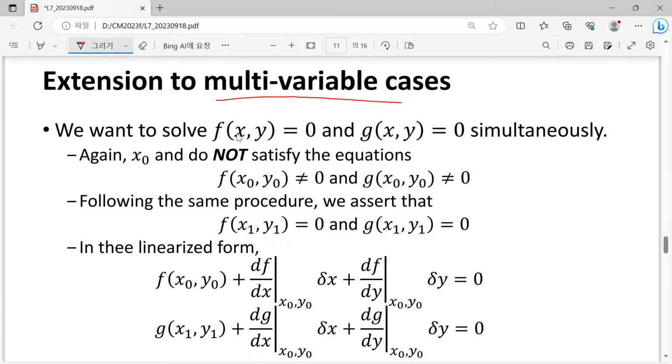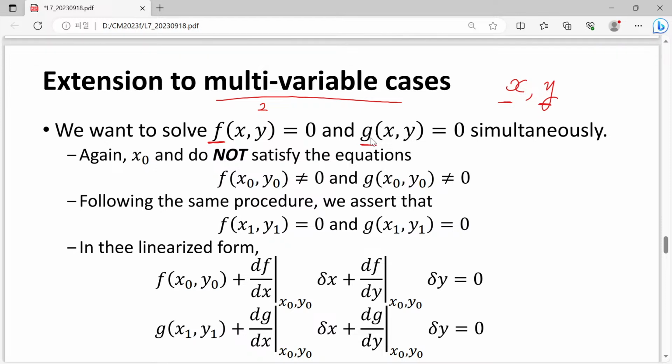So let's consider the simplest one, just two unknown variables. Now we have x and y. They are unknown variables, and we must solve these two equations, f and g. And both of them or one of them is a nonlinear function. Okay, so then the overall system is a nonlinear system.